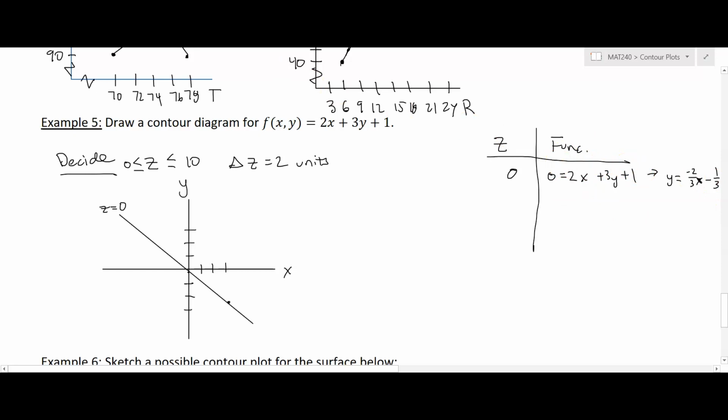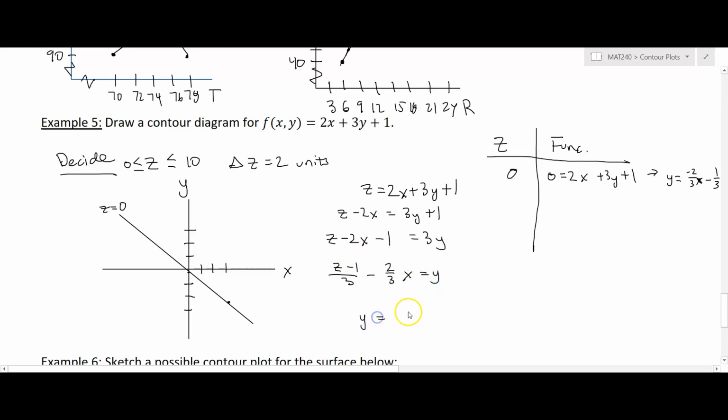Well, I'm going to get tired of solving this thing over and over again, so let me just solve this equation for y to make the process not so redundant. If I subtract 2x, I have 3y plus 1, and then I subtract 1: z minus 2x minus 1 equals 3y. Then if I divide by 3, I'll get (z minus 1) divided by 3 minus 2/3 x equals y.